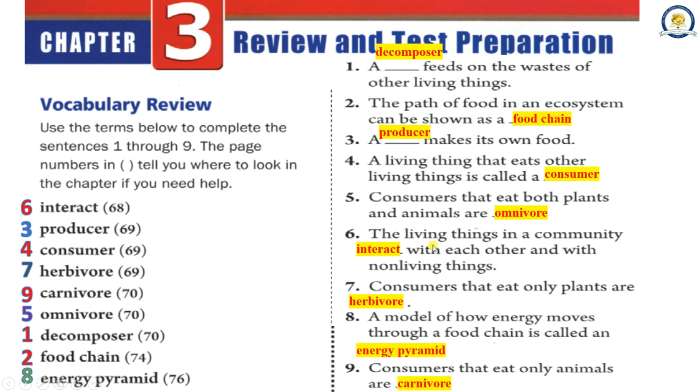6. The living things in a community interact with each other and with non-living things. 7. Consumers that eat only plants are herbivores. 8. A model of how energy moves through a food chain is called an energy pyramid. 9. Consumers that eat only animals are carnivores.